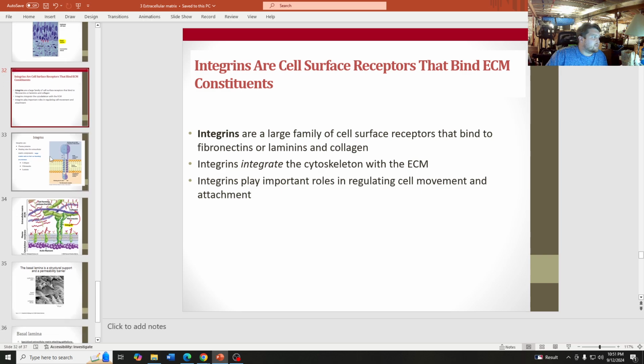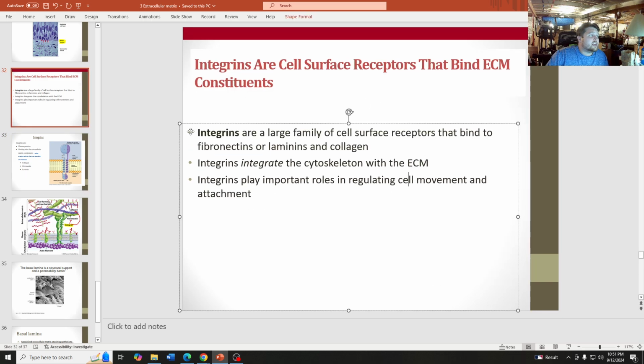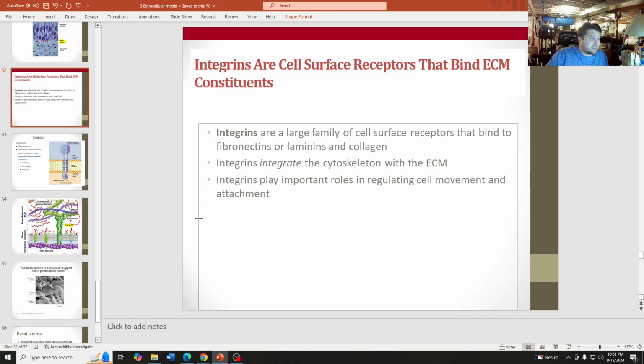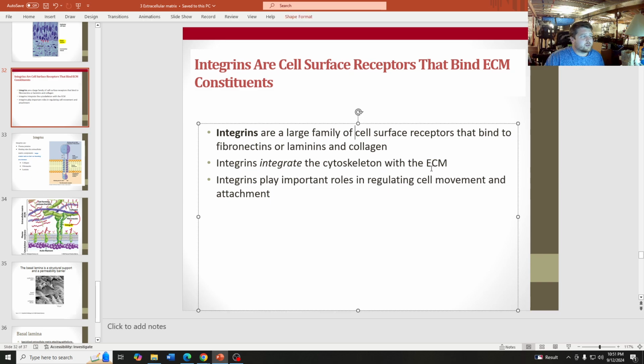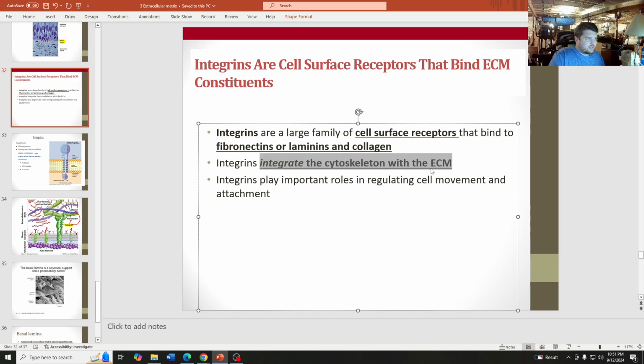A lot of this is honestly just kind of slap this into Quizlet and memorize, okay? Because when exam time comes around, you just need to kind of regurgitate some of this stuff. So integrins are cell surface receptors that bind to fibronectins, laminins, and or collagen. Integrate the cytoskeleton with the ECM. Test question possible right there. And then also regulating cell movement.